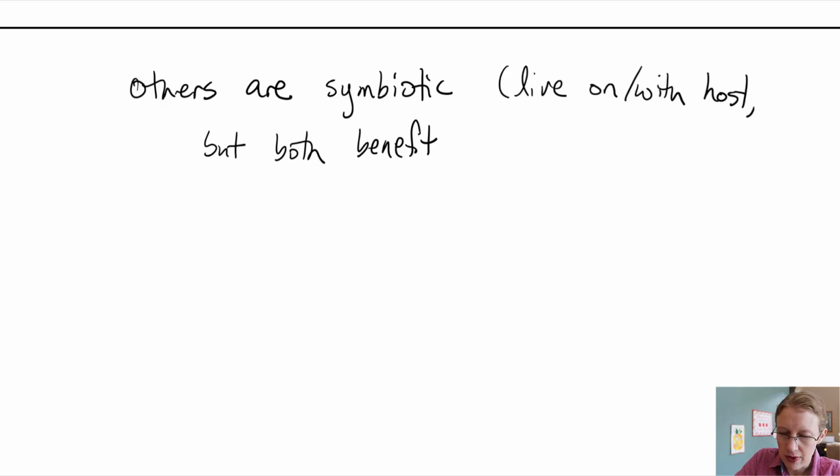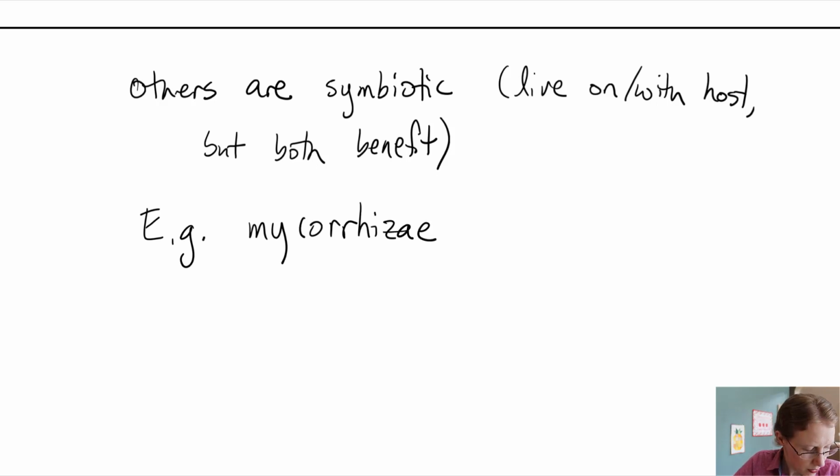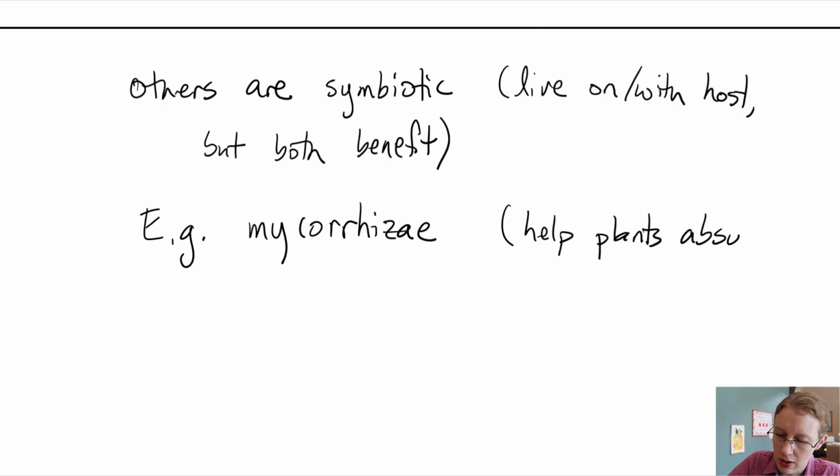So a perfect example of that, we'll just tie this back in with the plants to finish out this chapter. Perfect example of this would be mycorrhizae. These are the fungal associations with plant roots. And again, what these do is they help plants to maximize absorption. Help plants absorb nutrients.